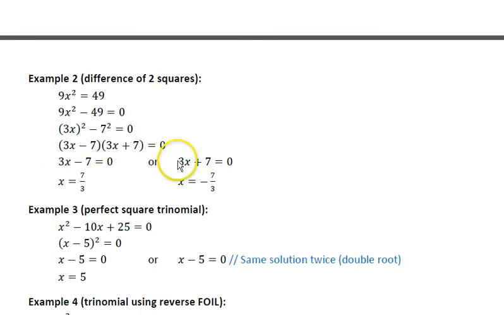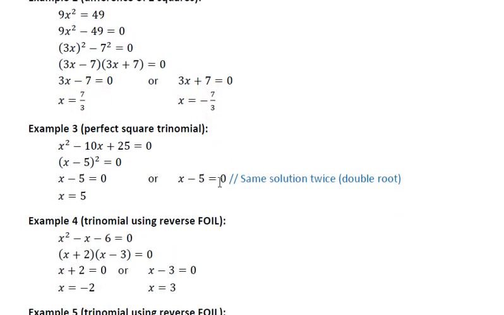Breaking this into the two simpler equations using the zero factor property, we get 3x minus 7 and 3x plus 7 equal to 0. Add 7 divided by 3, subtract 7 divided by 3. Our two solutions are 7/3 and minus 7/3.